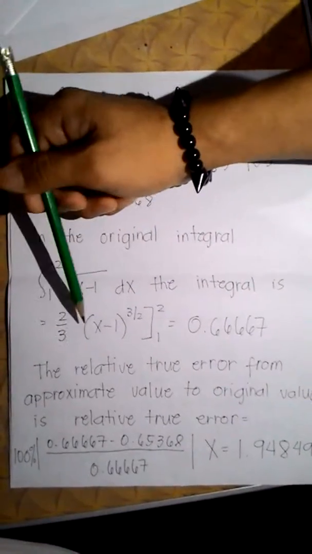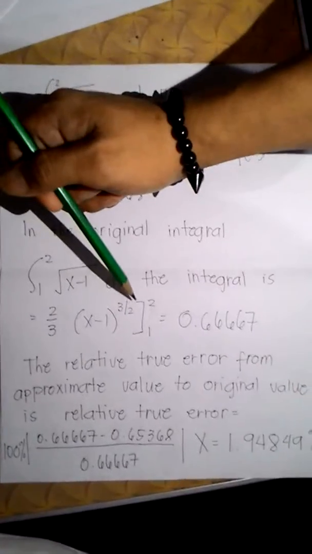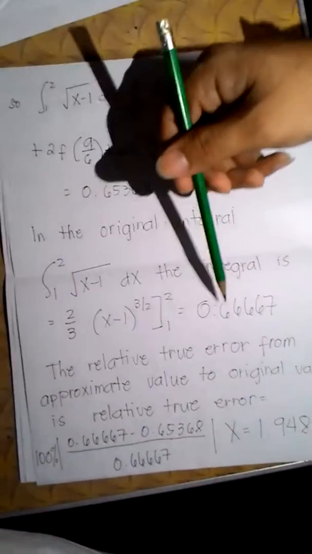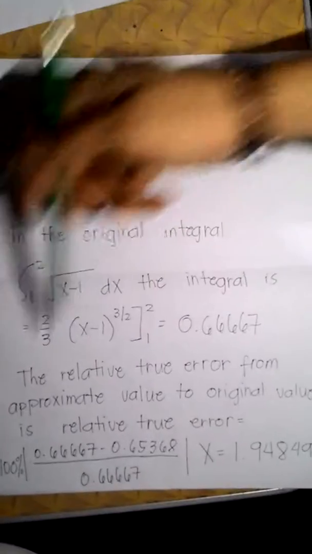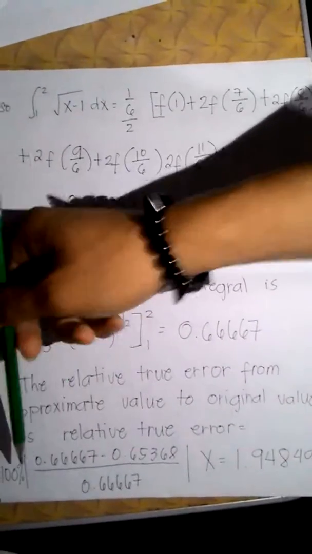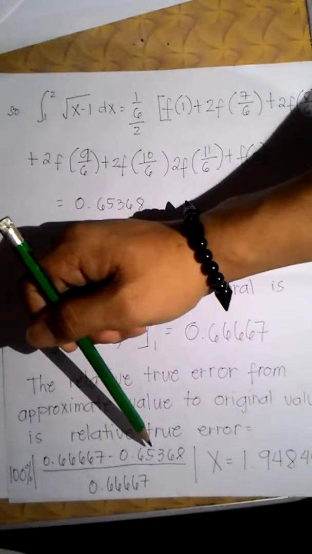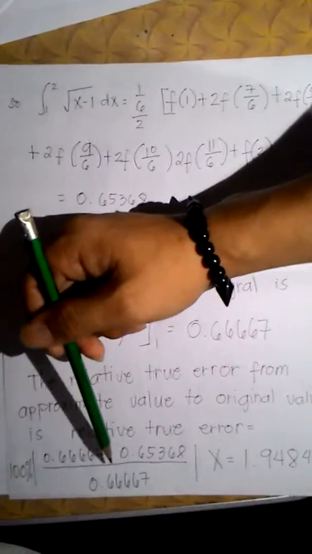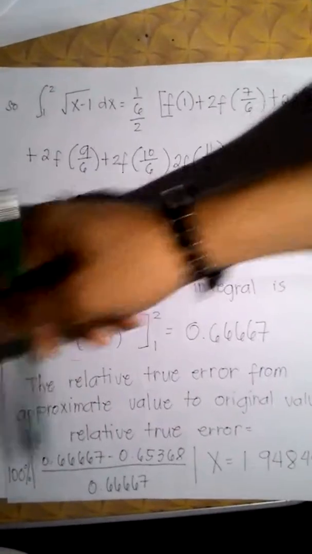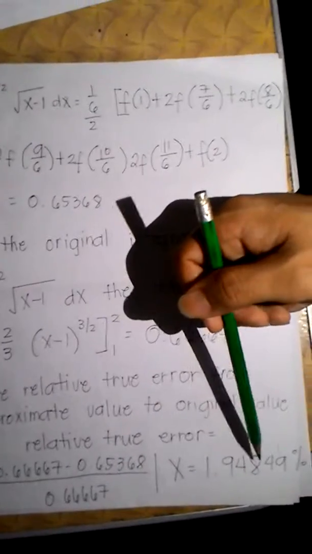In the original integral, square root of x minus 1 dx from 1 to 2, the integral is equal to 2 over 3 times the quantity x minus 1 raised to 3 over 2 from 1 to 2, which is equal to 0.66667. The relative true error from the approximate value to the original value is 0.6667 minus 0.65368 all over 0.66667 times 100%, and the relative true error is equal to 1.94849%.